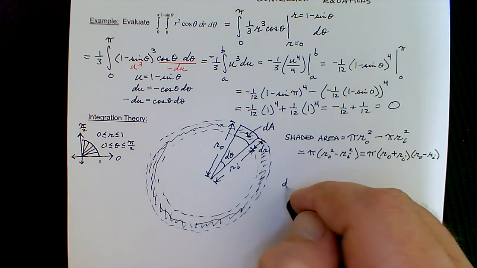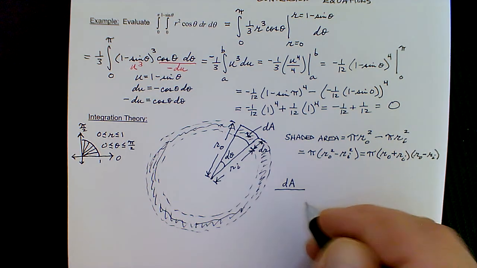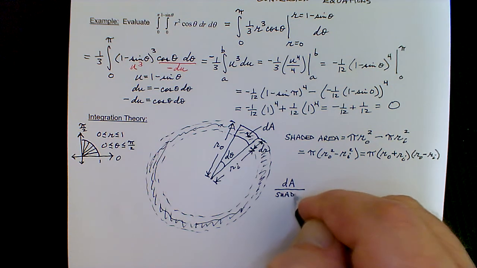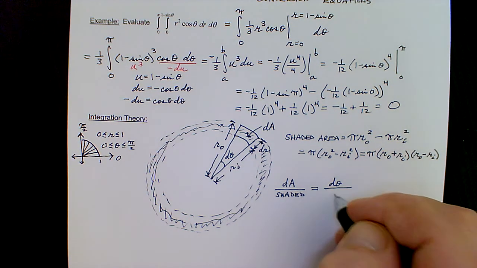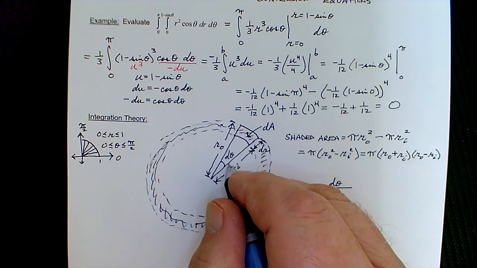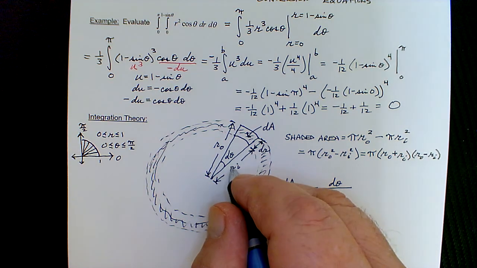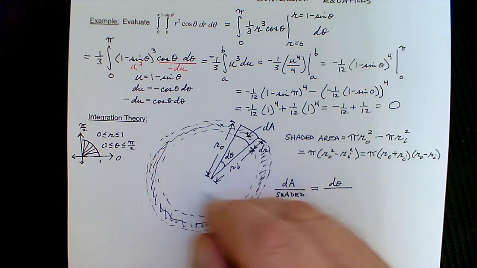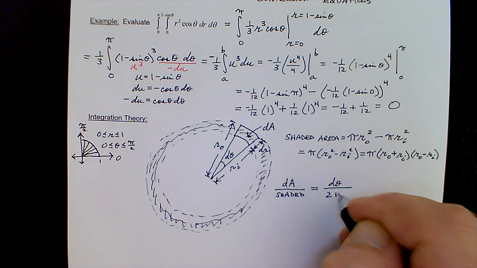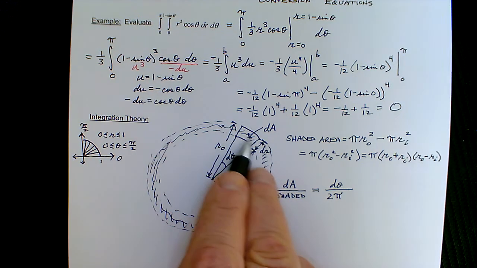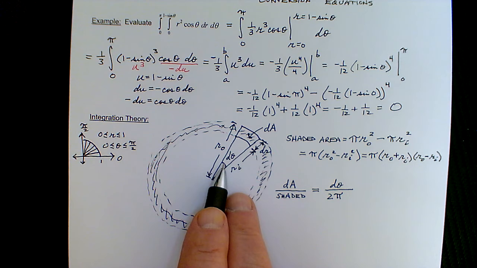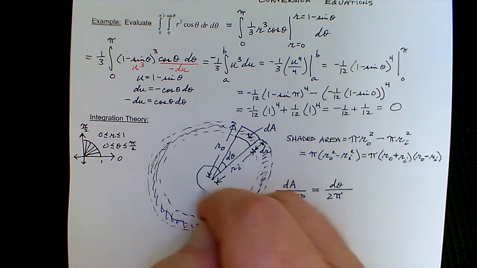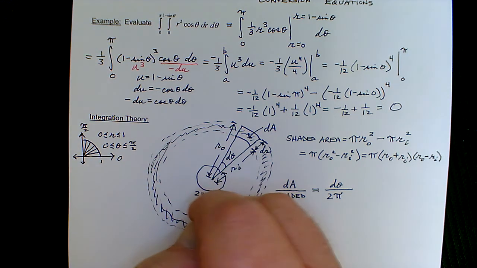This differential dA of area is to the entire shaded area, as the differential d theta is to the entire circular sweep of the angle, which would be 2 pi. So this little piece dA is a proportion, that little piece over the whole disk, and that is in proportion with the little angular sweep over the entire angular sweep, which would be 2 pi.